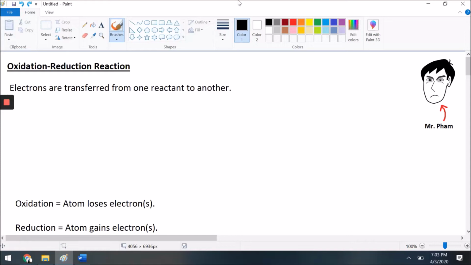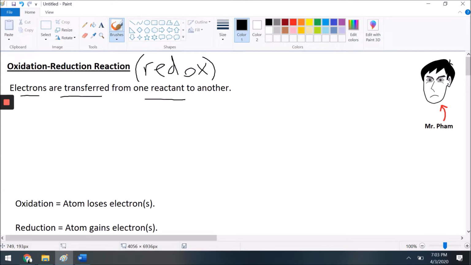Everyone. Today's lesson is going to be on oxidation reduction reactions. You may have heard of this type of reaction. For short, you may have seen it as a redox reaction. Okay, so what is a redox reaction? A redox reaction is when electrons are transferred from one reactant to another.